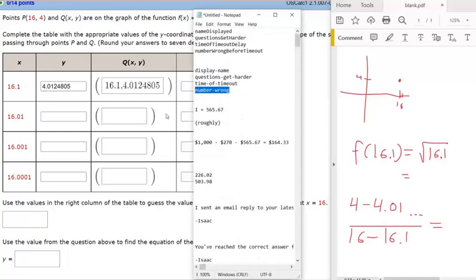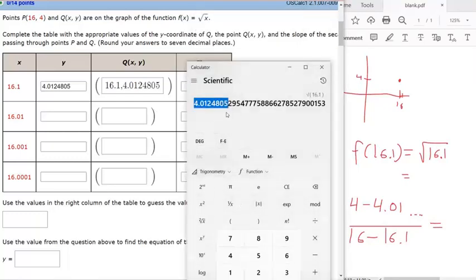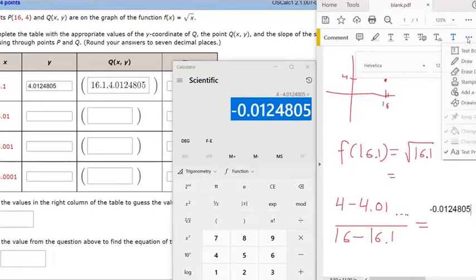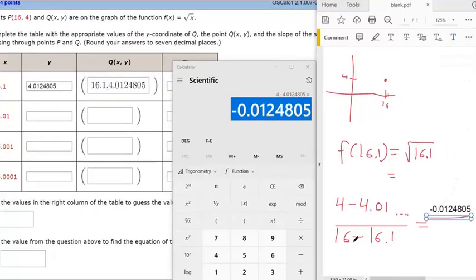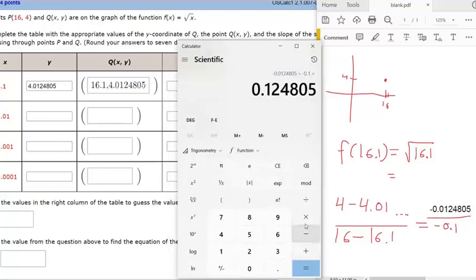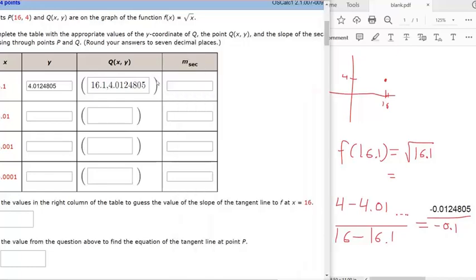So we're going to calculate the slope. 4 subtracted by that 4 with a bunch of decimal numbers after it, and then that goes up top. Then we're dividing that by 16 minus 16.1, which gives us negative 0.1. So if you divide that by negative 0.1, negative divided by negative gives us a positive, and dividing by 0.1 just increases by a power of 10.